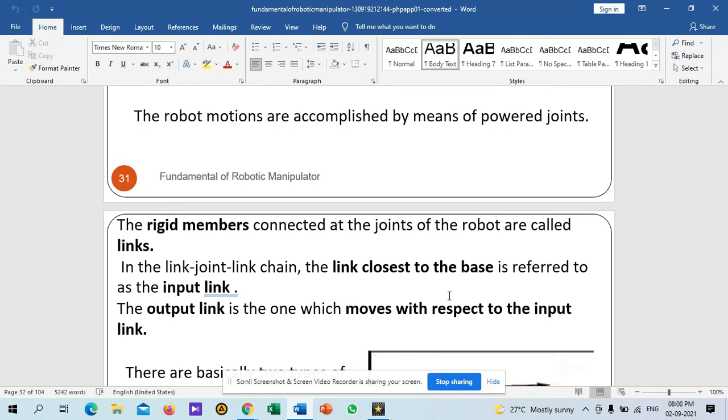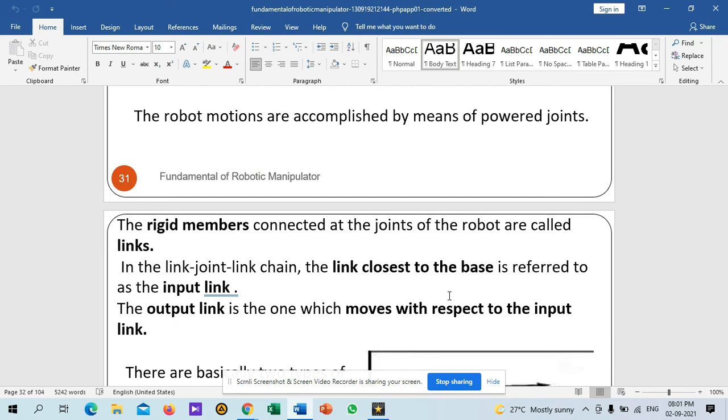Some terms you could study in this subject, because it is totally different from other subjects, because it has its own terms: links, input link, output link, signals and actuators, end effector and grippers. These are some technical terms we use in this subject, because mechanical and automobile students are not familiar with that, right?